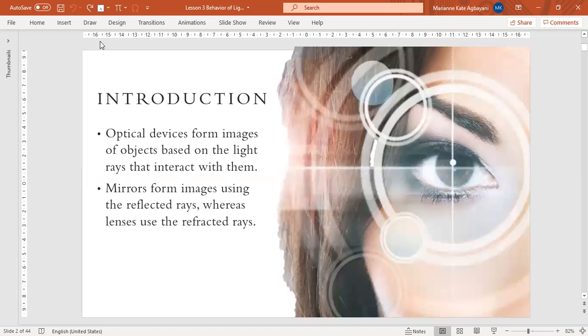Introduction. Optical devices form images of objects based on the light rays that interact with them. Take note, we have light rays. Mirrors form images using the reflected rays, whereas lenses use the refracted rays. Take note, mirrors, we have reflected rays. Lenses, they use the refracted rays. We already know that we have reflected rays and refracted rays. So for mirrors we use reflected and for lenses we use refracted. Take note of that.